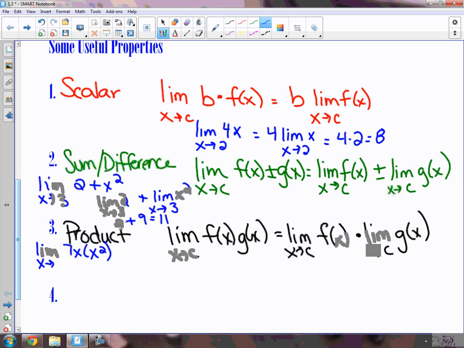Okay, and this would be something that we could use this property for. You've got two functions being multiplied together, 7x and x squared. We can split it into the limit of 7x times the limit of x squared. That 7x is also a scalar. What's the scalar of 7x? 7. So you can bring the 7 to the front. And then what's the limit of x as x approaches 1? 1 times, what's the limit of x squared as x approaches 1? 1. Plug that 1 in. And then our overall limit is going to be 7.